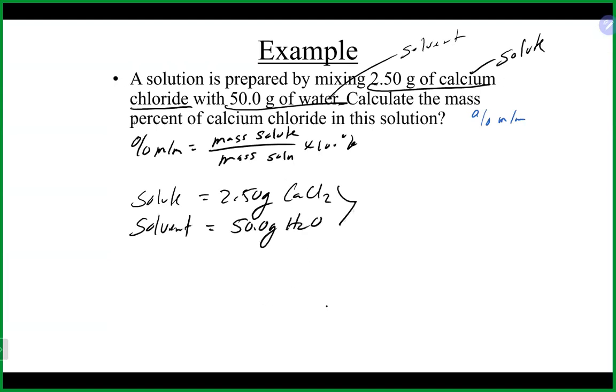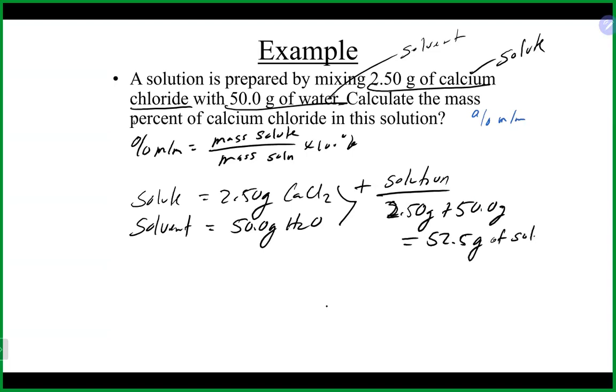So remember that it is both of these together when we add them that gives us our solution. So we want to make sure we do add them together. It's going to give us 2.5 grams plus 50 grams, which gives us 52.5 grams of solution. So once again, that is going to be the bottom part. We do not want to use just the 50, which is the solvent. We want to make sure we do add them together. The top part here is going to be our solute, which is that guy.